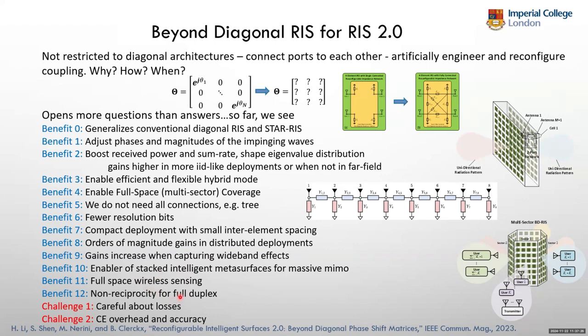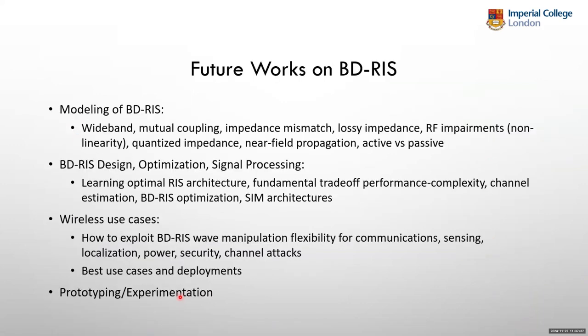But there are a few issues and challenges as well. The losses are important to take into account, and the overhead of channel estimation is also a challenge that needs to be further studied. There are lots of additional problems to look at in terms of modeling, design, optimization, the signal processing of BD-RIS, the use cases where you see the highest gains, and prototyping and experimentation. So far, there has been no prototype, and nobody has actually demonstrated these kinds of architectures.